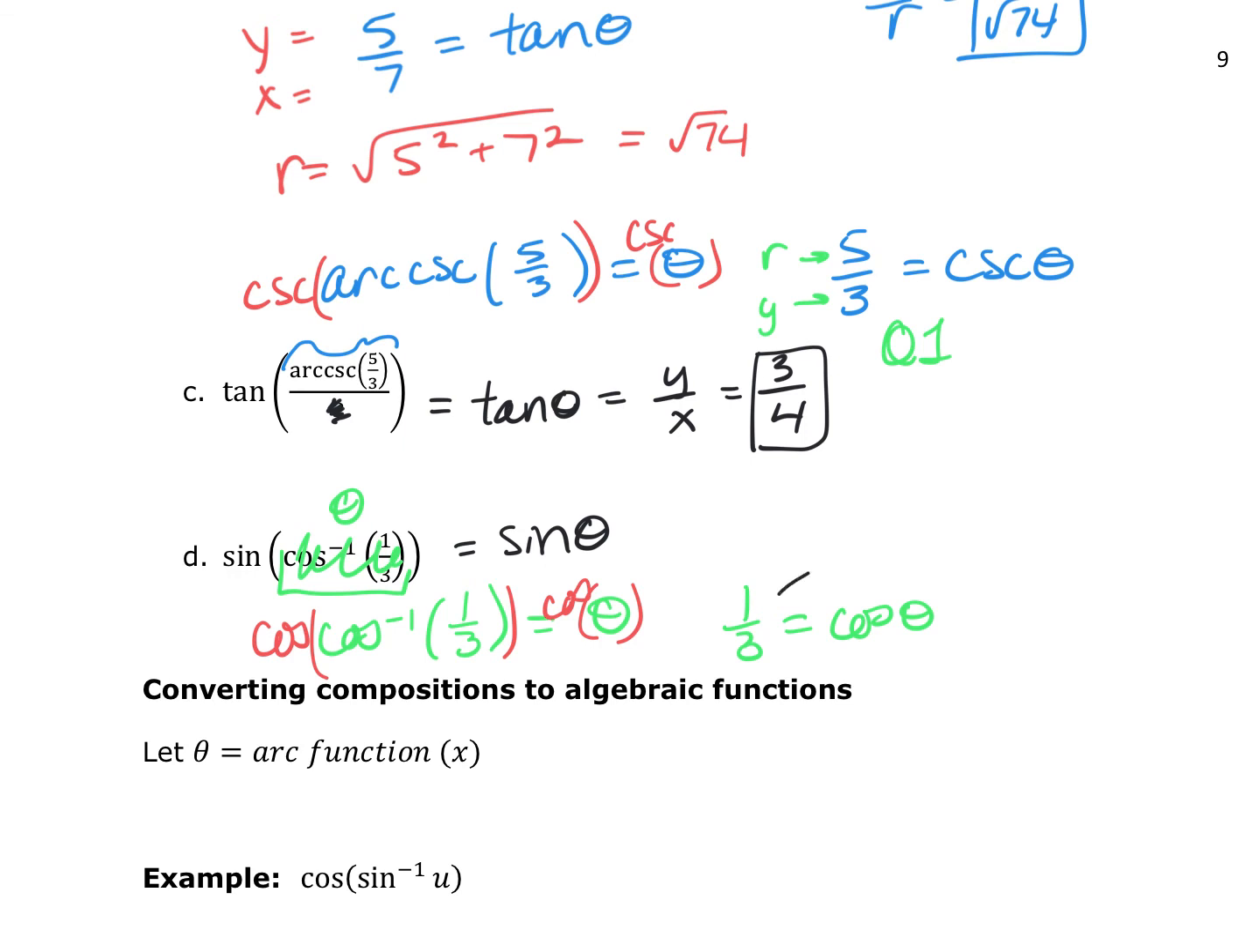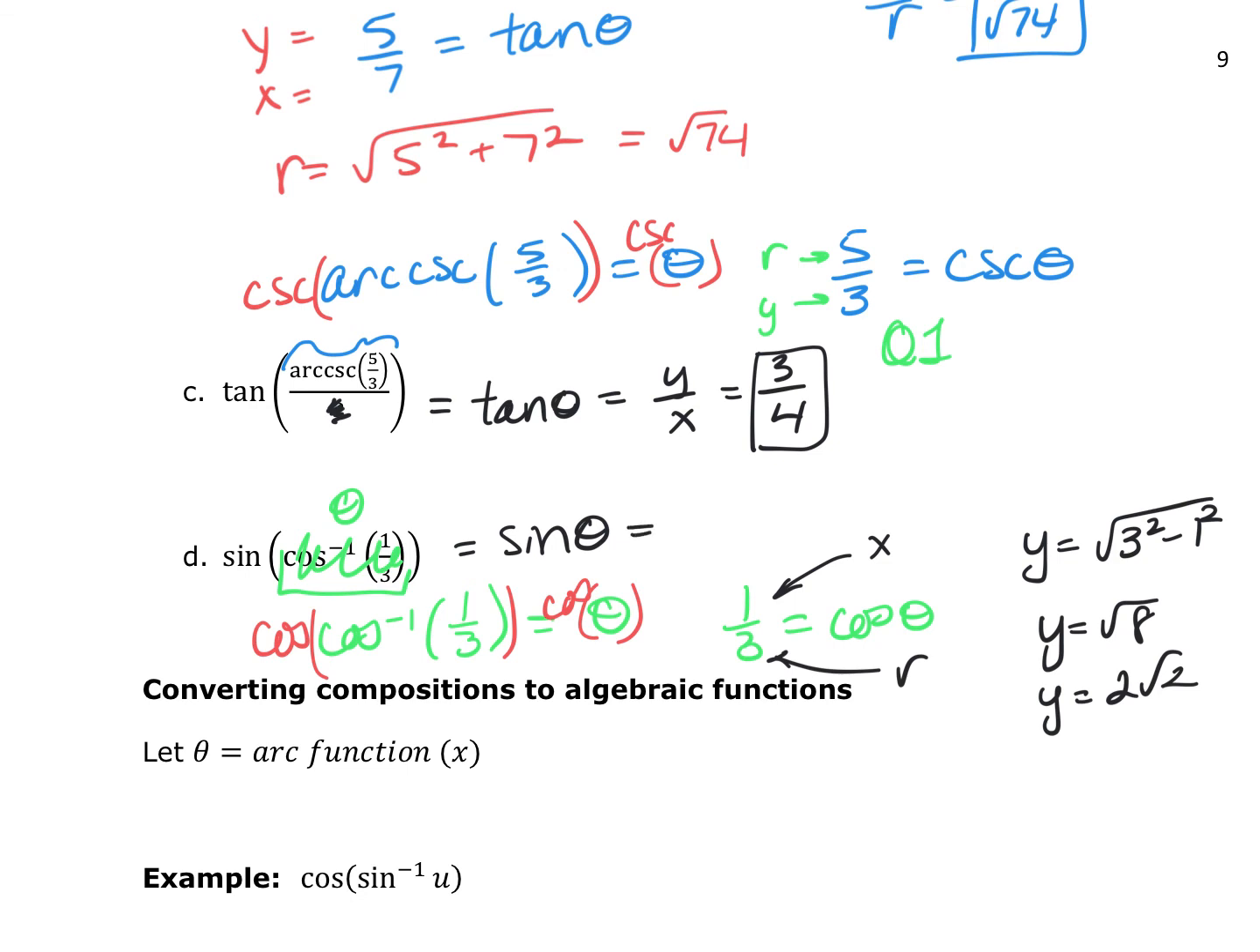I have this being my x, and this being my r. I am chasing y. It's going to be the square root of 3 squared minus 1 squared, my r squared minus my y squared. So I have y is equal to the square root of 8, which if I want to, I can write as 2 root 2. So then my sine, which is my y value, 2 square root of 2 over my r value, which is 3. And that is my final answer.